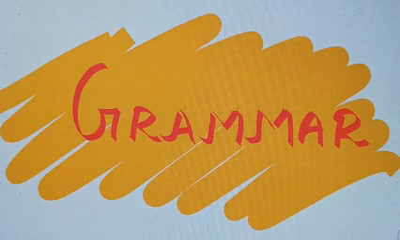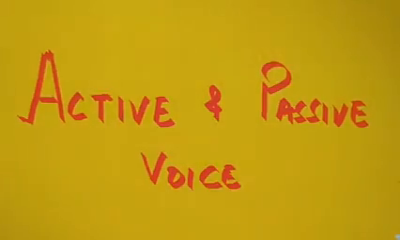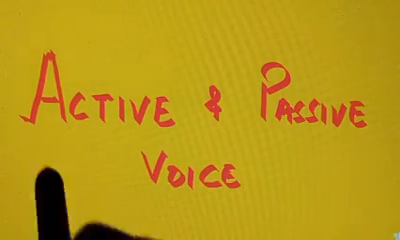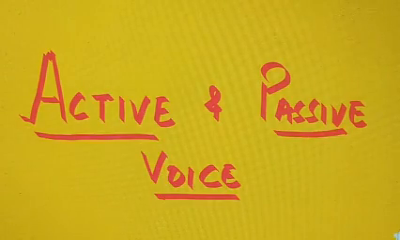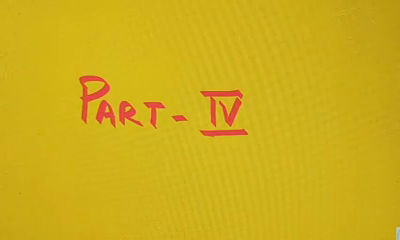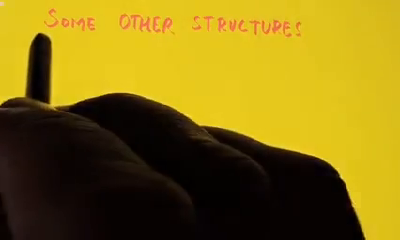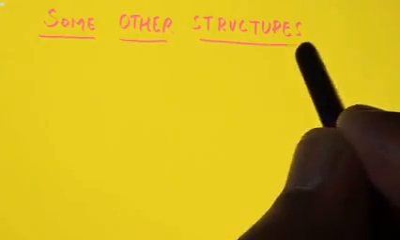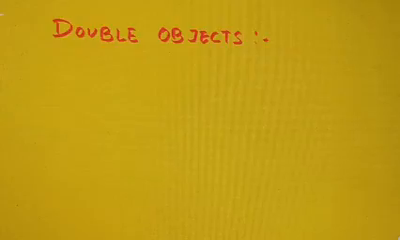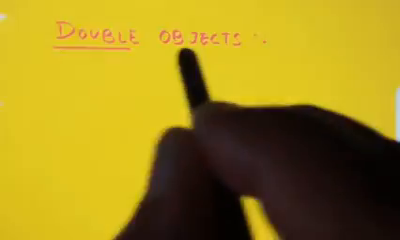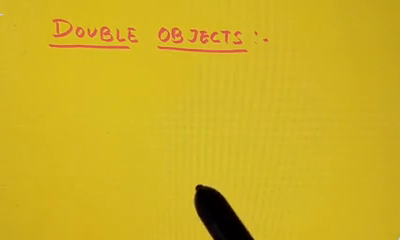Hello everybody. Through this session we will continue with your grammar, and in grammar we will continue with active and passive voice. This is our fourth part of the topic. Today we will discuss some other structures of active and passive voice. First of all we will discuss some sentences with double objects only.